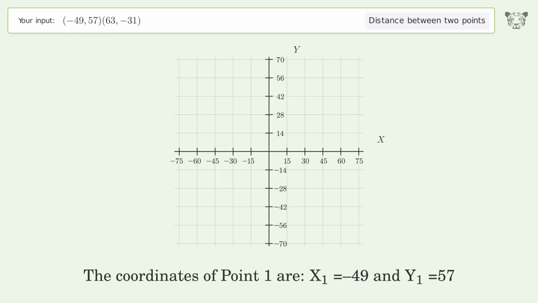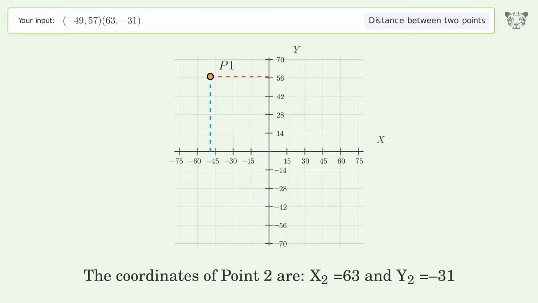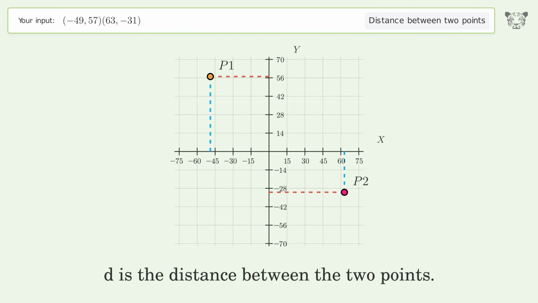The coordinates of point 1 are, x1 equals -49 and y1 equals 57. The coordinates of point 2 are, x2 equals 63 and y2 equals -31. D is the distance between the 2 points.